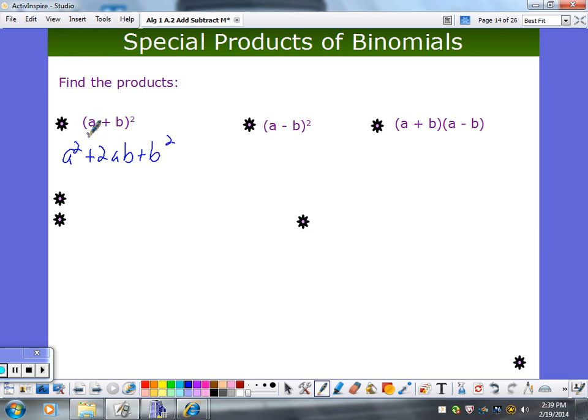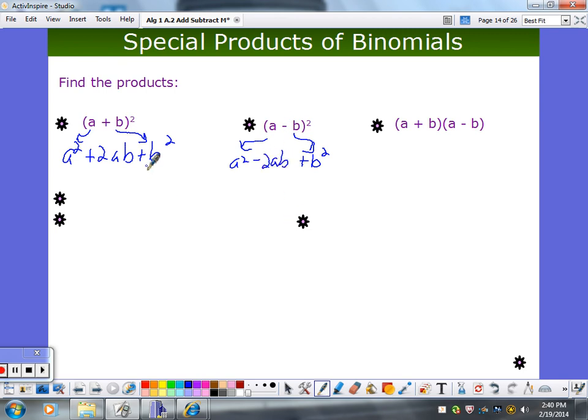Well, what's the pattern? Square the first, square the last, multiply these times 2. Square the first, square the last, remembering that it's minus b times minus b. Multiply these two things times 2.